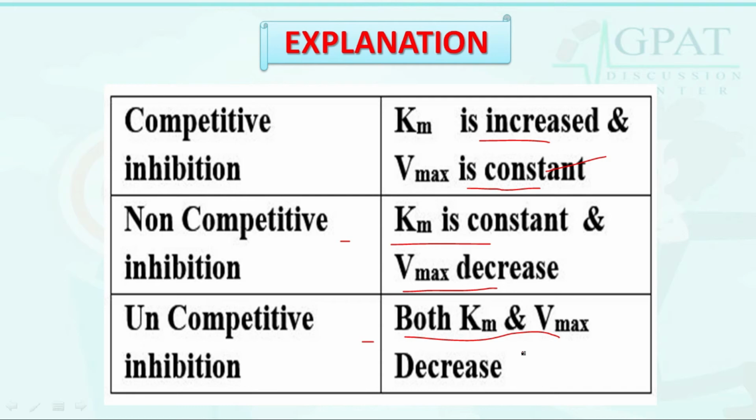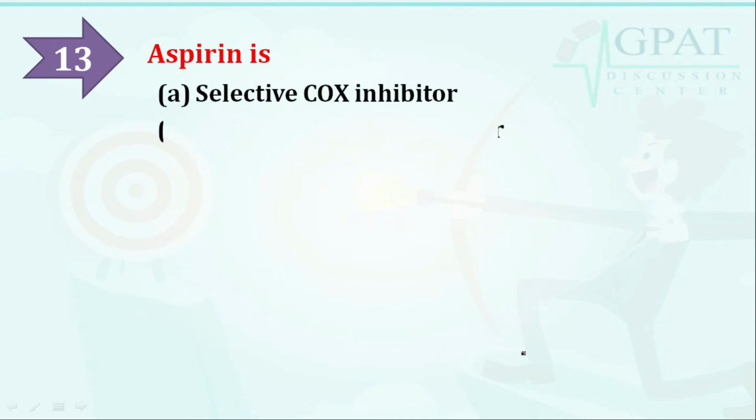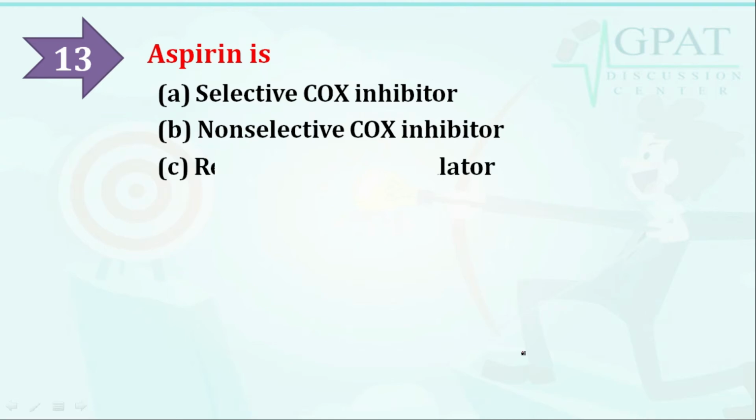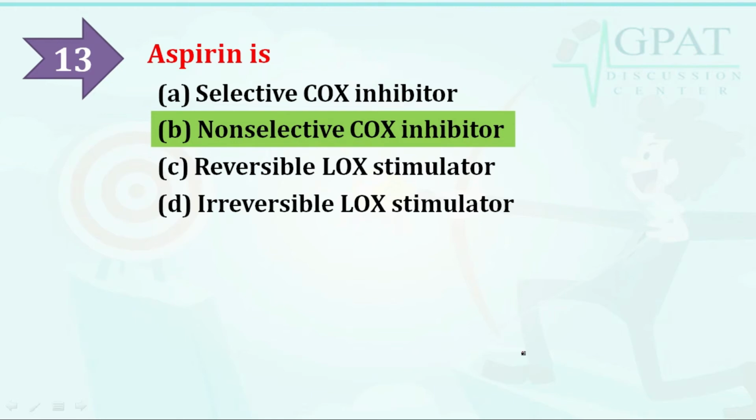So the next question is, aspirin is, option A, selective COX inhibitor, option B, non-selective COX inhibitor, option C, reversible LOX stimulator, option D, reversible LOX stimulator. So the correct answer is non-selective COX inhibitor.